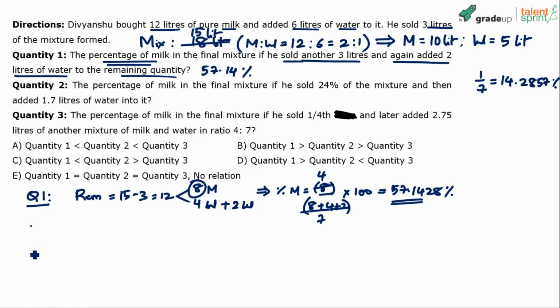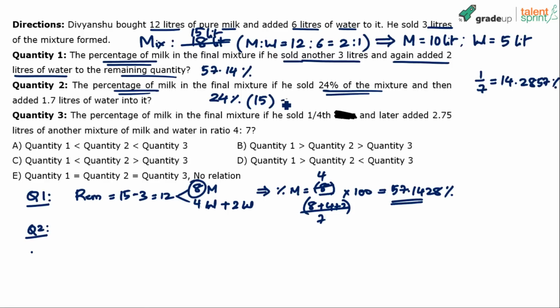Likewise, find out quantity 2, quantity 3 and so on, right? Find out quantity 2. What is quantity 2? Understand, according to quantity 2, again he is talking about the percentage of milk in the final mixture. Instead of 3 liters, 24% of the mixture is sold. See, 24% of what is sold? 24% of this 15 liters. This 3 liters was initially sold. After that, 24% of 15 liters has been sold.